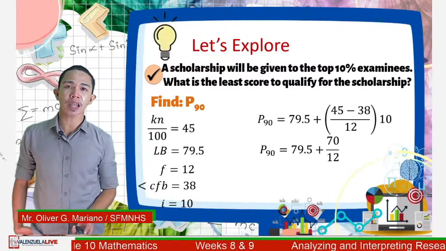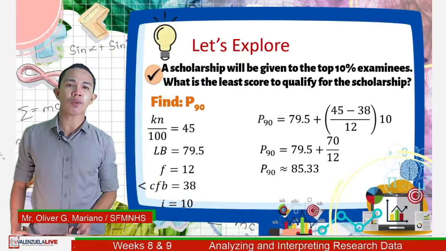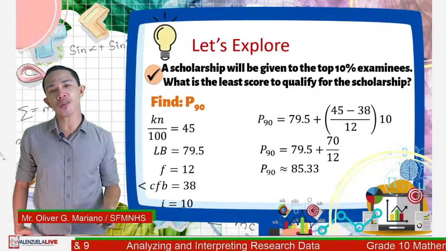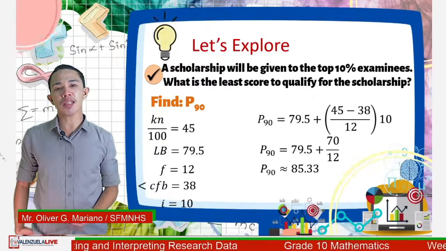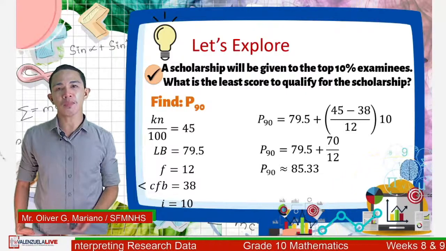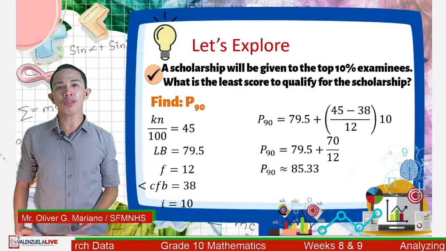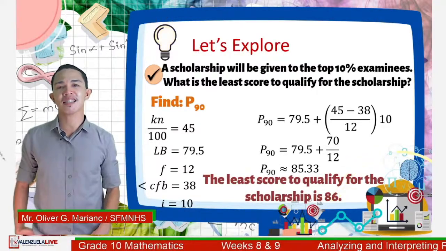79.5 plus 70 over 12 gives us approximately 85.33. And again, because all the scores in the exam are whole numbers, that only means that we round this up. And so the least score that would qualify for the scholarship is 86.